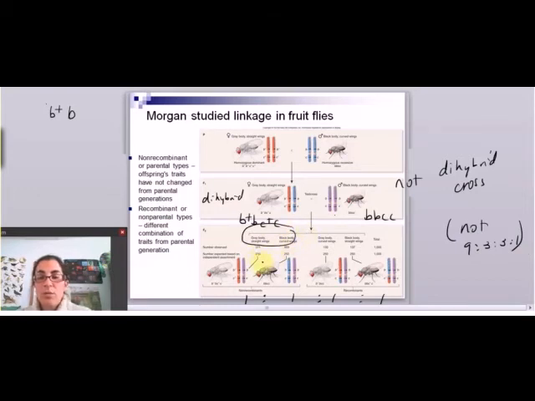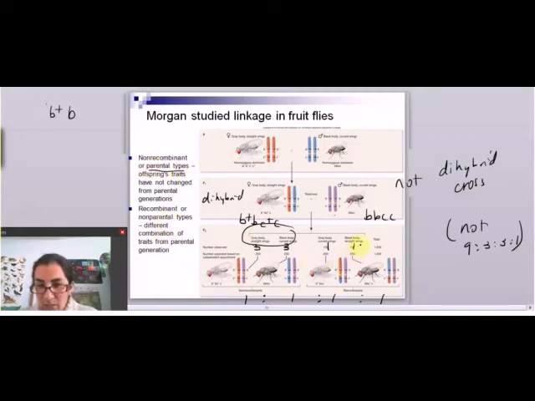So just to give you an approximation, instead of a 1:1:1:1, they see about a 3:3:1:1 ratio. So way more of these two. And if you look here, gray body, straight wings, oh look, that's what the mom had, right? And black body, curved wings, oh look, that's what the dad had. So those are what's called the parental types. And so they found way more of the parental types.